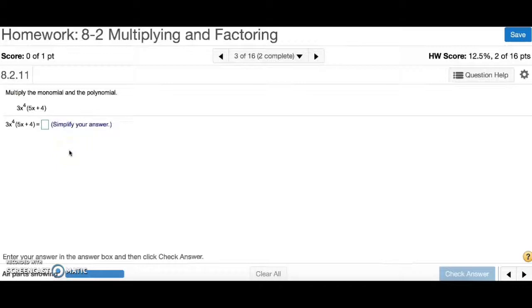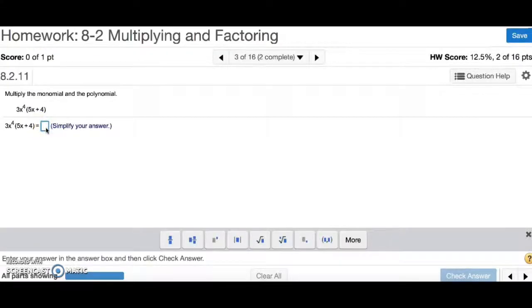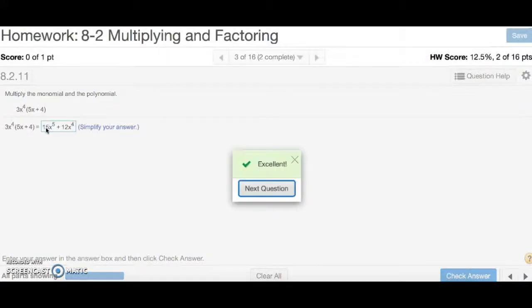Number 3 says to multiply the monomial and the polynomial together. So let's take a closer look at it. So we're going to have to distribute 3x to the 4th times 5x. We have 3 times 5 is 15, then x to the 4th times x is x to the 5. Now we multiply 3x to the 4th times 4. 3 times 4 is 12. We don't have a variable next to the 4, so we just write x to the 4th. So we'll have plus 12x to the 4th as our answer. So typing in, we have 15x to the 5th plus 12x to the 4th. And that's number 3.